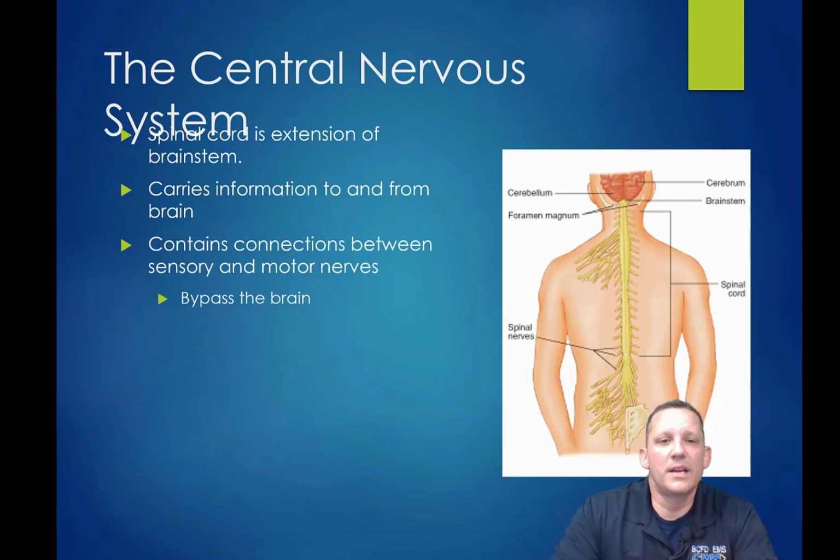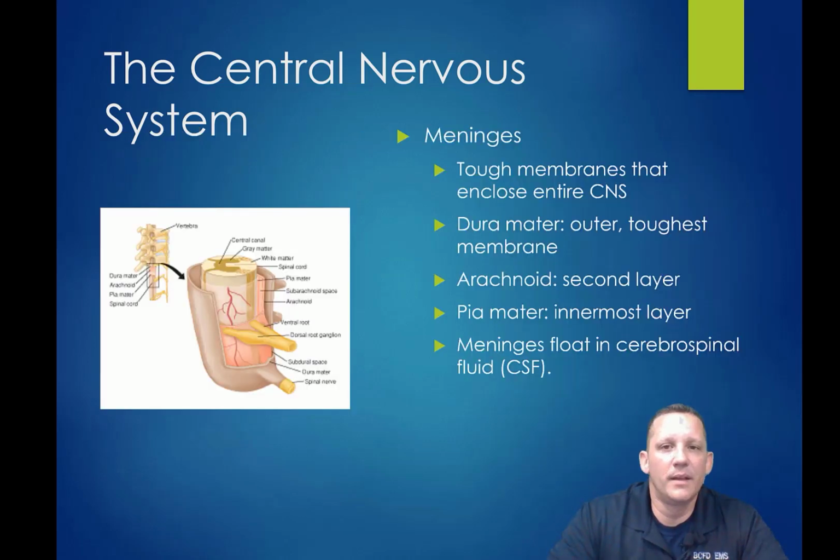It can carry information to and from the brain, and this is really your voluntary movement, right? So if you tell your hand to close, your brain tells that function to happen, and those signals are transferred from the brain to the fingertips so that you can close your hand into a fist. And there are many connections between the sensory and the motor nerves. And again, if you remember the afferent versus efferent that I spoke about earlier, it'll make a lot more sense down the road when you're trying to figure out where these nerves are coming and going from.